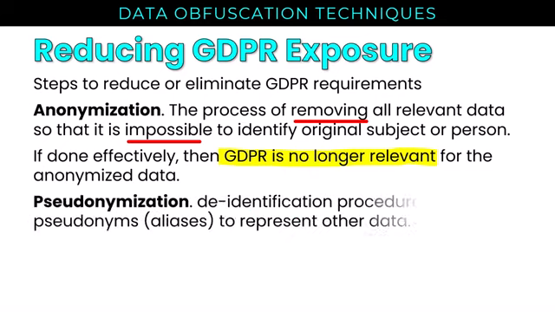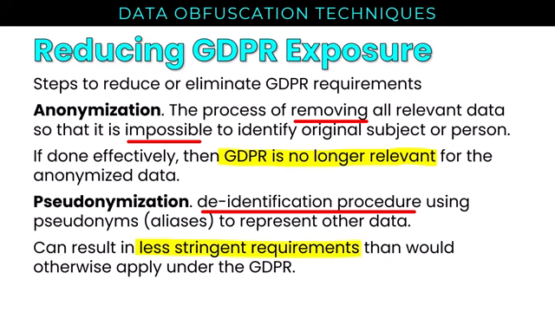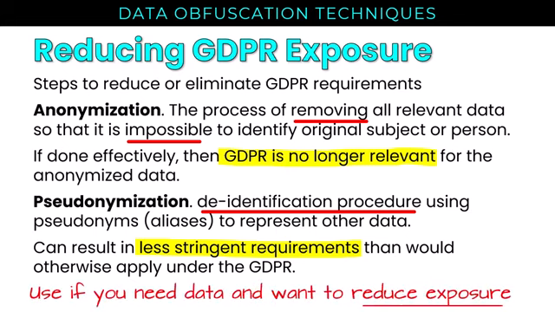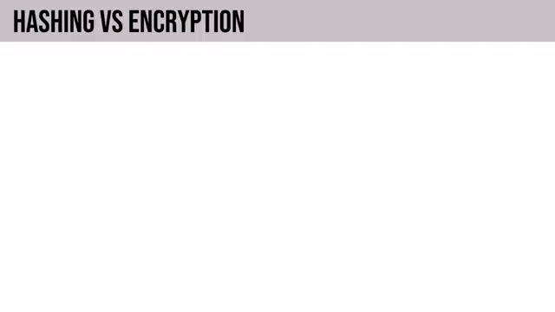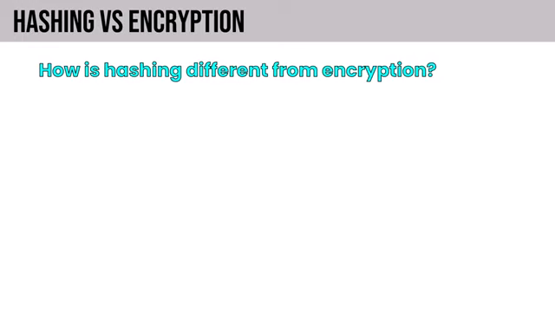We don't see that in the syllabus any longer. Then we have pseudonymization, which is the de-identification procedure using pseudonyms or aliases to represent the original subject or person. This can result in less stringent requirements than would otherwise apply under GDPR. You want to use this if you need the data and you want to reduce your exposure. I find it helps to explain hashing by talking about how hashing is different from encryption.